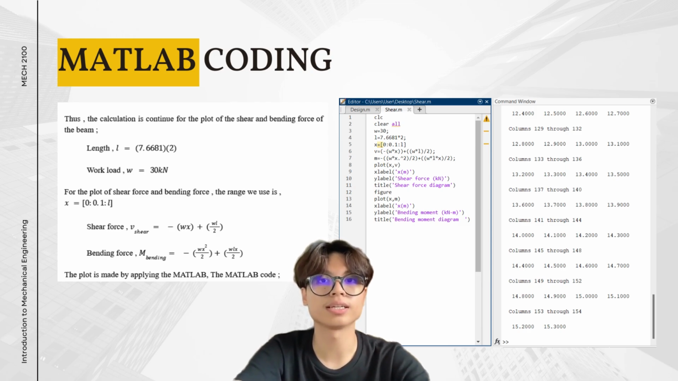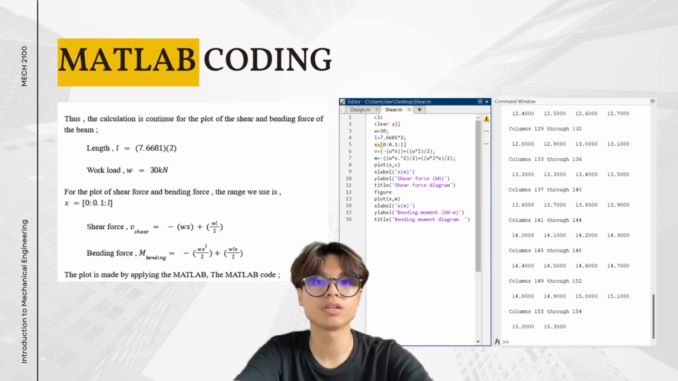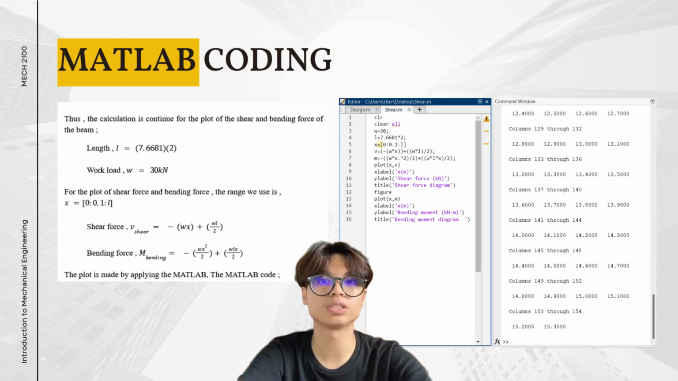Okay, so in this slide, first of all, we need to find the length and workload so that we can fill in the shear force equation and bending moment equation. After that, we can plot the graph diagram. First, we need to find the length. The new radius that we got from the previous slides is 7.6681. We multiply it by 2, so we got the new length. After that, the workload, which is the weight that we will use, is 30 kilonewton, based also on the previous slide equation.